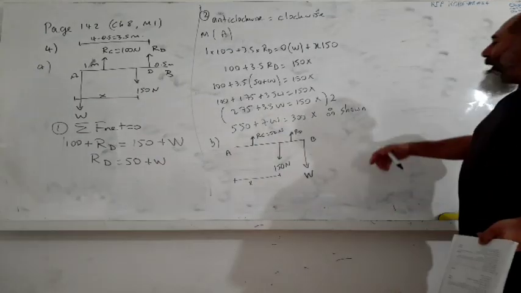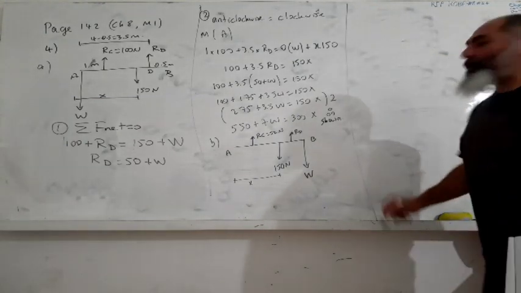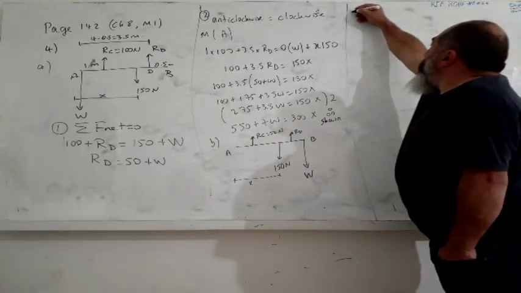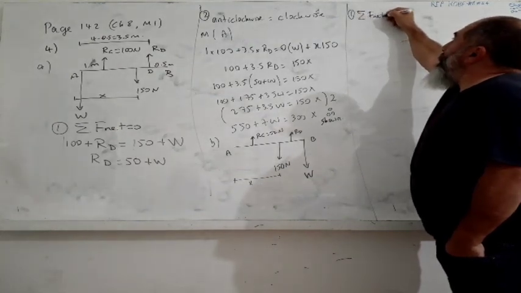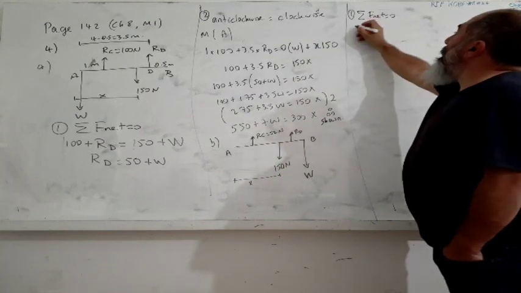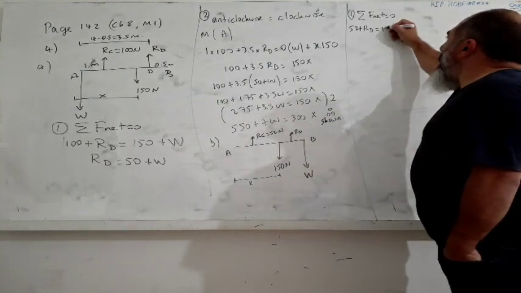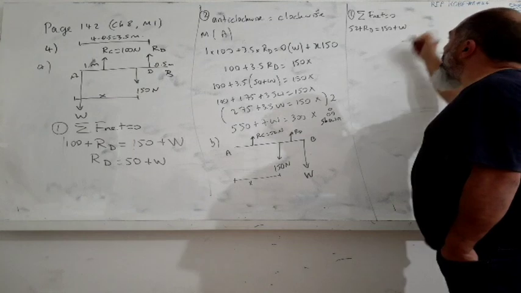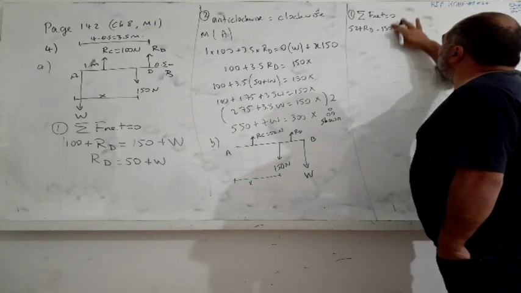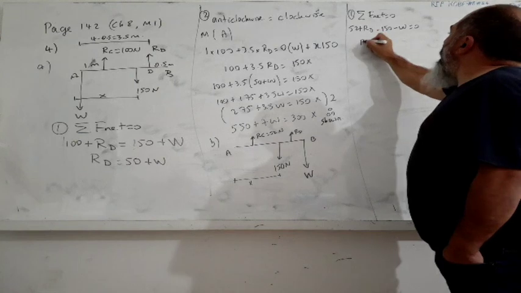Now, rule 1, the sum of F net must be 0. We have two forces pointing up, 52 plus RD. And we have two forces pointing downwards, 150 plus W. So 52 plus RD minus 150 minus W is equal to 0. So RD minus 98 minus W is equal to 0. RD is equal to 98 plus W.